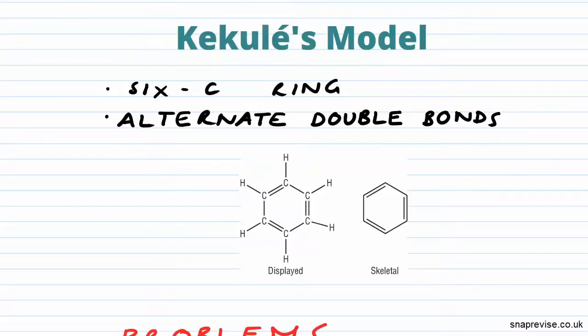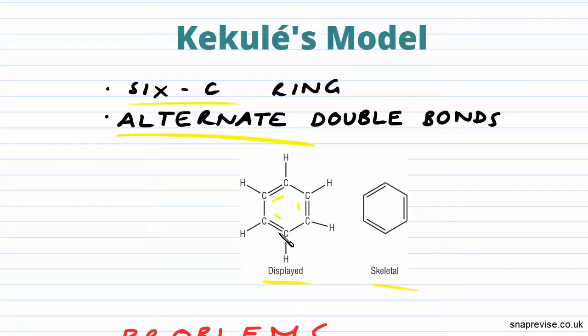Well, Kekule, a German chemist, proposed this model of benzene. He proposed that benzene was a 6-carbon ring with alternate double bonds. And you can see the structure he proposed right here. We have display formula and skeletal formula. You can see the 6 carbons forming a ring and these alternate carbon double bonds.